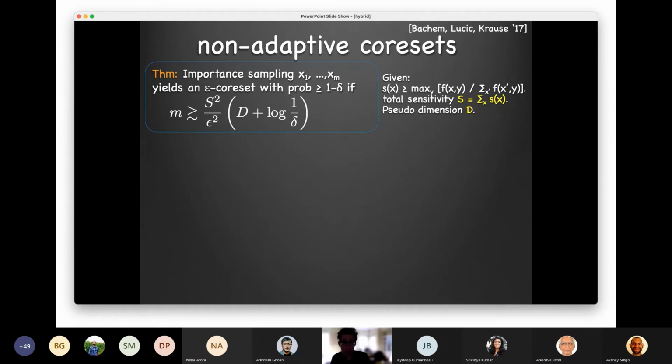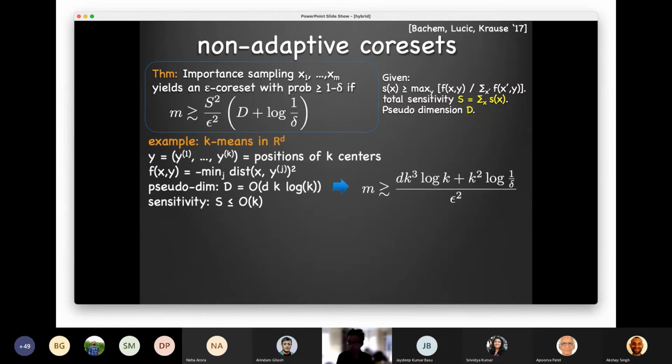Now, the total sensitivity is a sum of the sensitivities of every single point. So you might worry this might scale with the size of the data set. In the worst case, there's no free lunch. This doesn't work for every possible model. You can cook up weird functions where there's really no savings to be obtained from coresets. But for a lot of common problems, like finding k clusters in d dimensions, you can bound the pseudo dimension to scale like the dimension times the number of clusters. The sensitivity goes like the number of clusters, and you get an explicit bound on the size of your coreset, which does not scale with the size of the original data set. It just scales with the complexity of the problem, like this dimension and so on, but not with the size of the original data set.